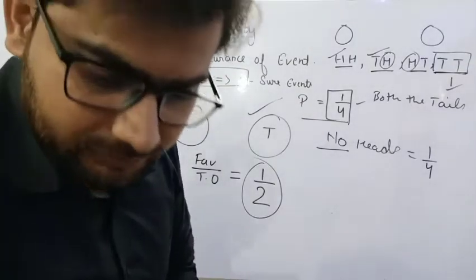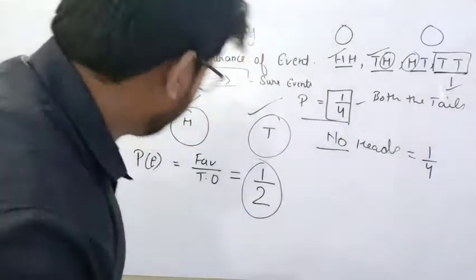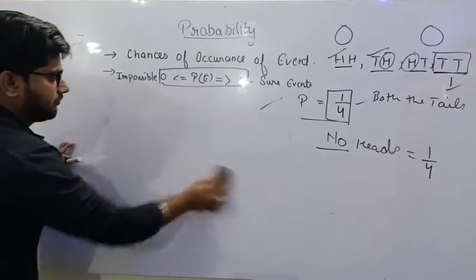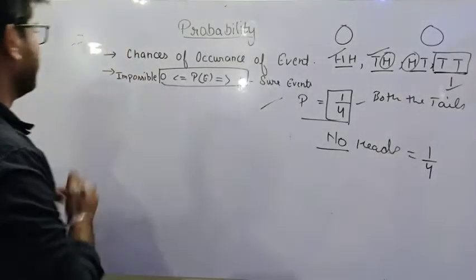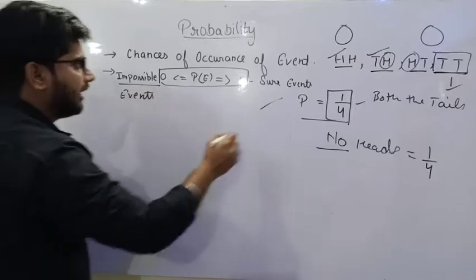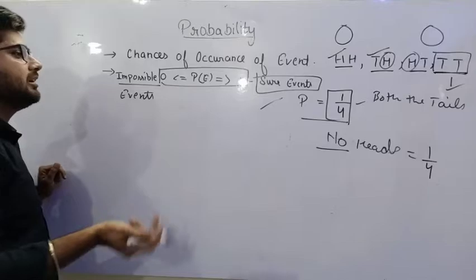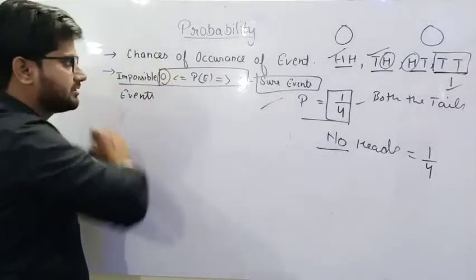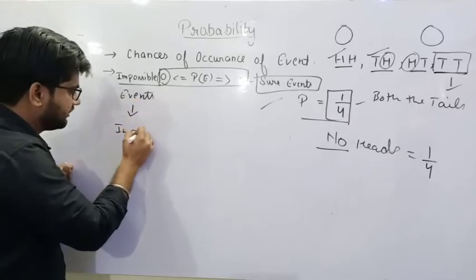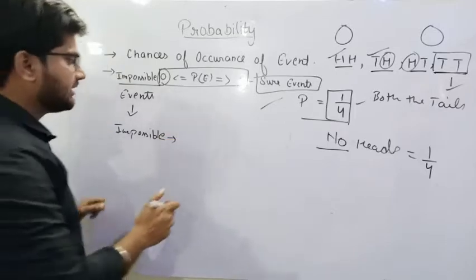Now coming forward, I am telling you two more things. May I erase this so I can explain a little bit better. I have written here two things: impossible events and sure events. You can read them. When the probability of any event is 0, the event is known as an impossible event. I can tell you this with an example. We'll take the example of a dice.